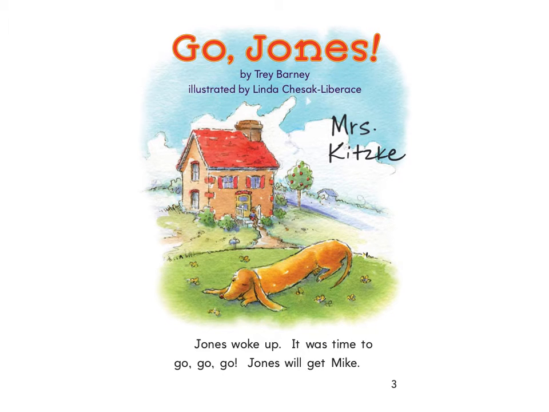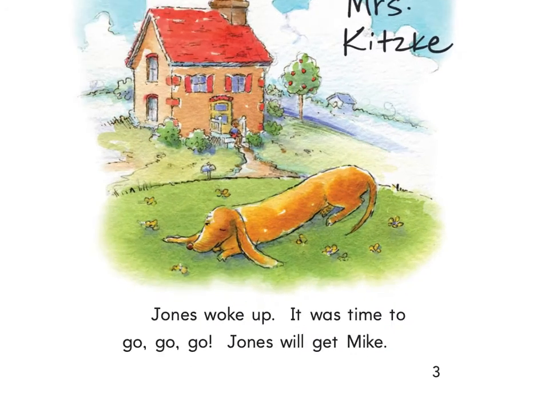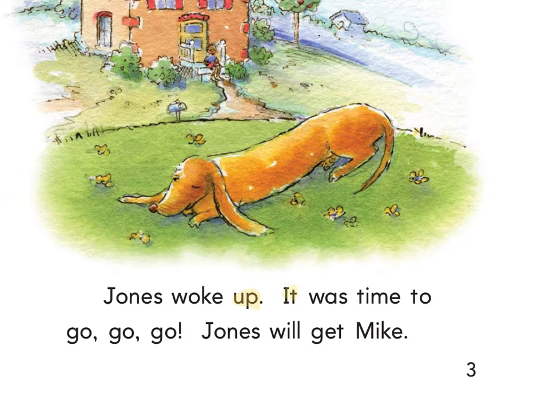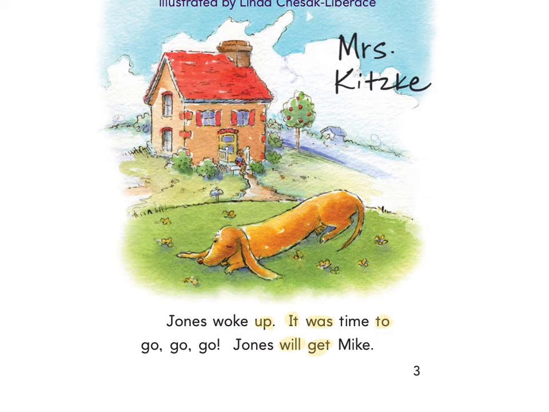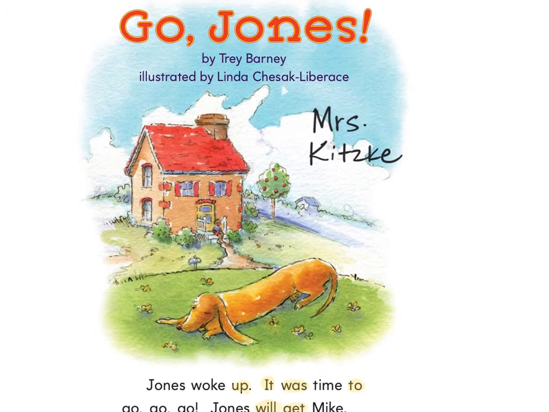Okay, then let's use our highlighter first. Do you see any sight words we need to highlight on this page? Up. Good. Up. It. It was. Go. Go isn't really one of our sight words, but if you want to highlight it, you can. Will, get. Okay. Up, it, was. To, will, and get.